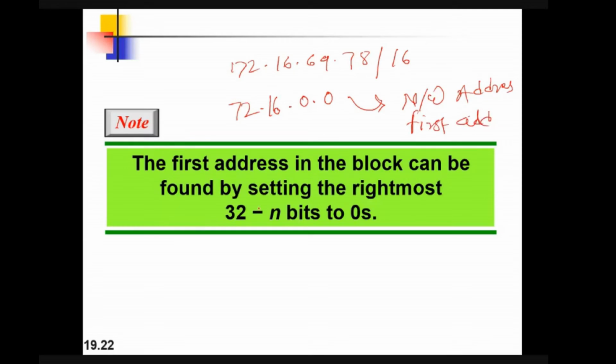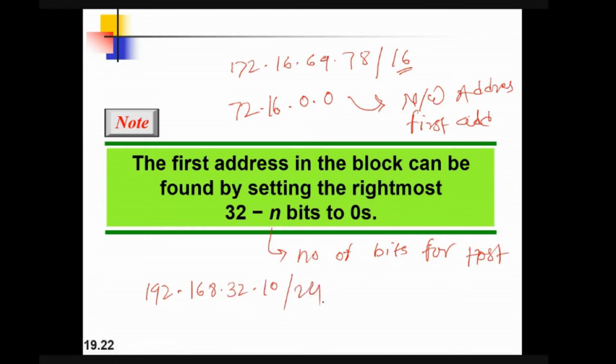Where n is the number of bits for the network, and 32 minus n is the number of bits for the host. So this 16 indicates the number of bits in the network. Now if you take another address, 192.168.32.10/24, this is a class C address, so /24. What will be the network address of this? You have to make the host bits 0. There are 24 bits in the network, so the remaining 8 bits will be the host. So this last octet will become 0. So this is the network or first address.